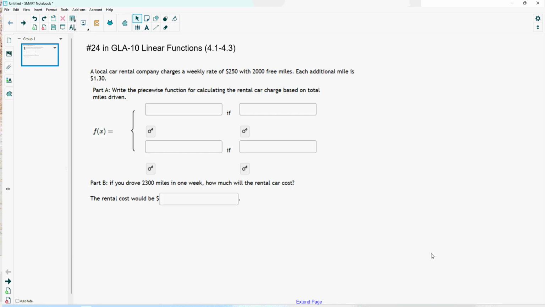Okay, so we are going to start by coming up with a function to calculate the rental car charge. So the first thing we have to determine is what x will be. In part A, it says write the piecewise function for calculating the rental car charge based on total miles driven. Well, since f is a function of x, x has to be what the calculation is based on, right? So the total miles driven is going to be x.